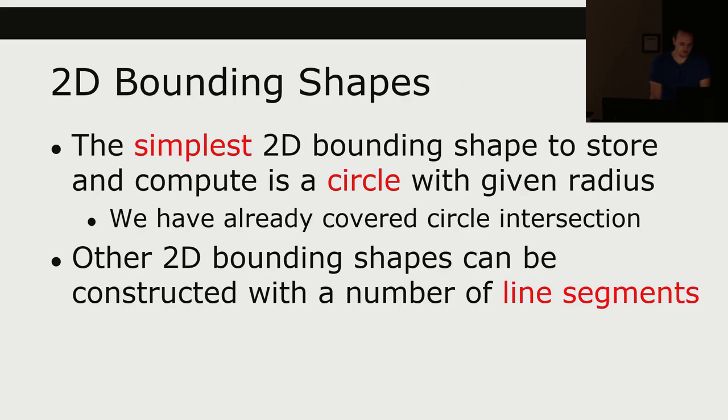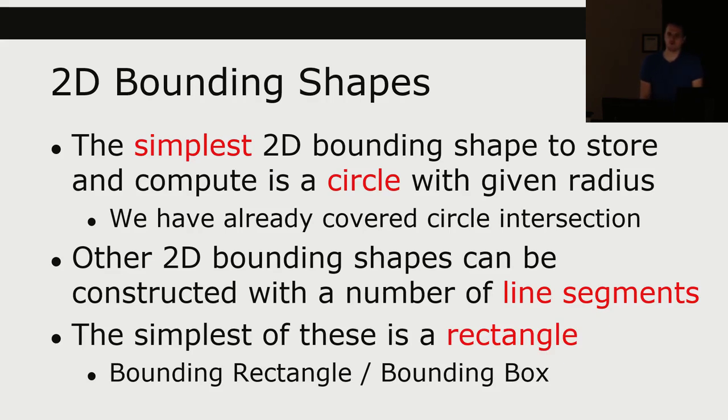Other 2D bounding shapes can be constructed with a number of line segments. We can make pretty much any geometric shape by having a bunch of line segments. And the simplest of those is a rectangle. That's why we call this a bounding box or a bounding rectangle.